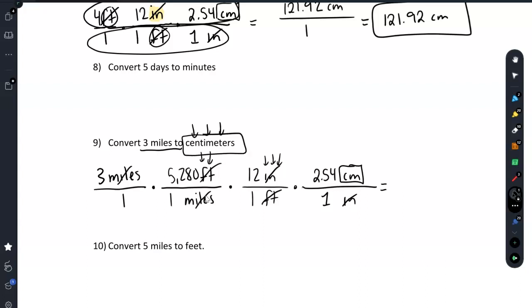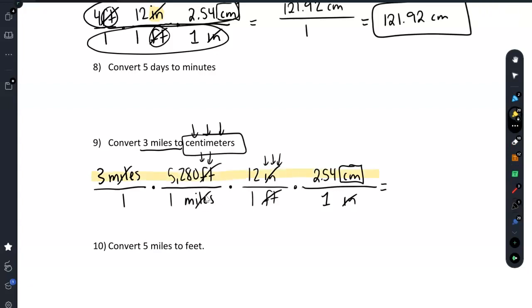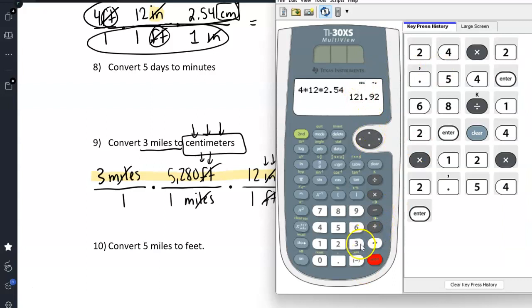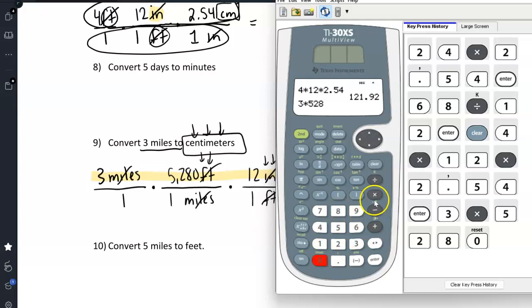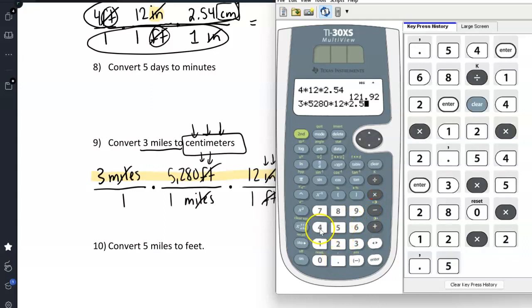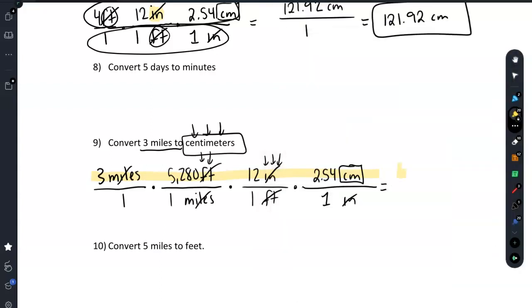Once I get that and have canceled everything else out, I just multiply across the top. Grab my calculator, and the calculator will probably hide that second piece, but it was 3 times 5,280 times 12, and then the one that the calculator is hiding is 2.54. So times 2.54, that's my numerator. I get, let's see, 482,803.2. Whoops.